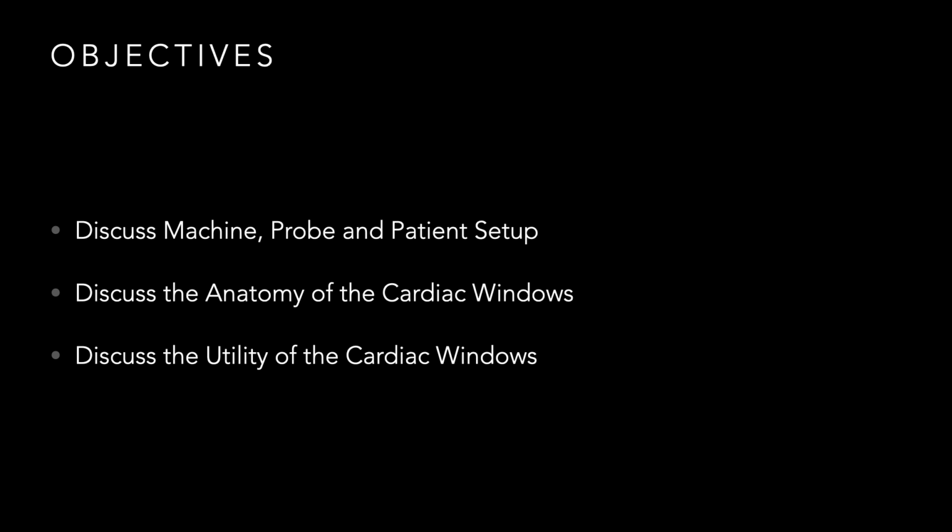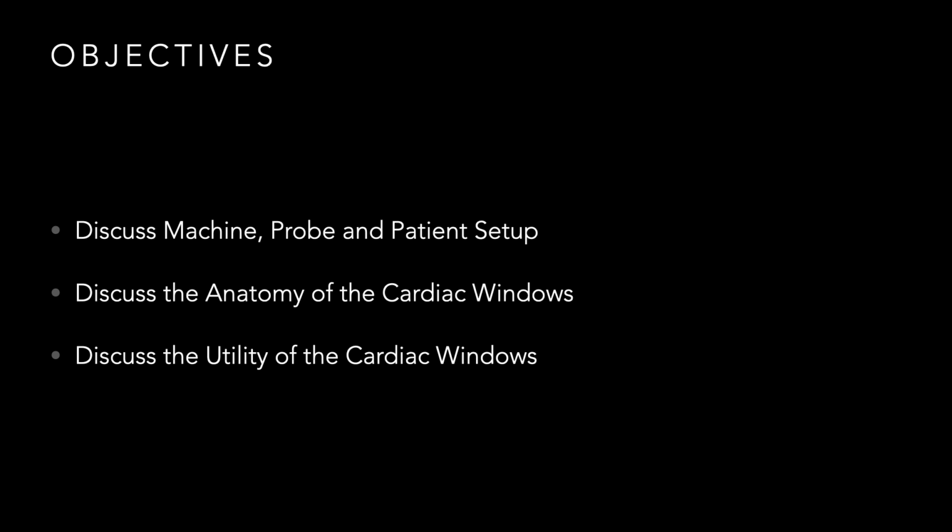Once we've done that, we're going to talk about each of the 4 cardiac windows, plus 1 IVC window. So 5 different windows that are important when we do our bedside cardiac ultrasound. We'll discuss a little bit of the anatomy. What are we seeing in this image? And then we're going to discuss what each of these different images is good for seeing.